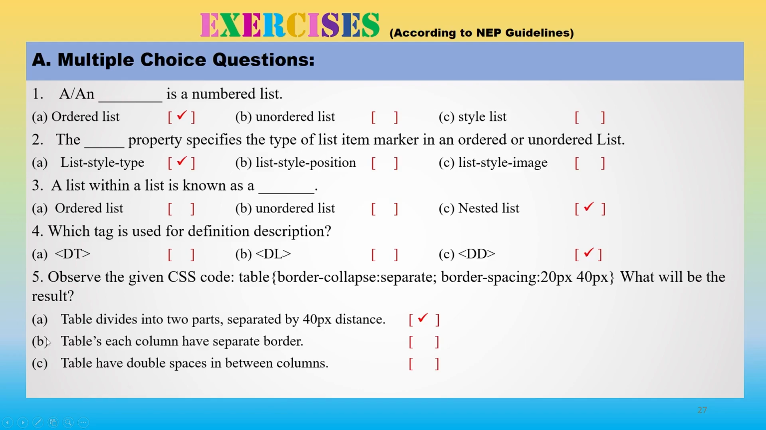It will divide table into two parts separated by 40 pixels. Does each column have a separate border? No. Does the table have double spaces in between columns? No. So the appropriate answer is the A part.